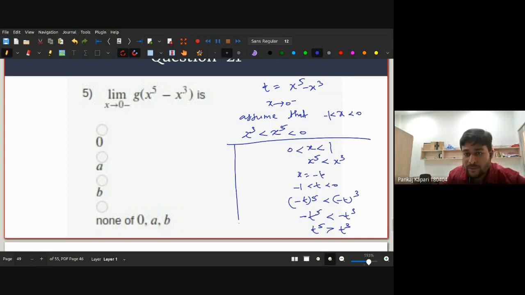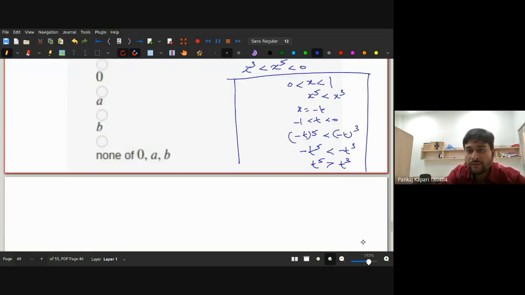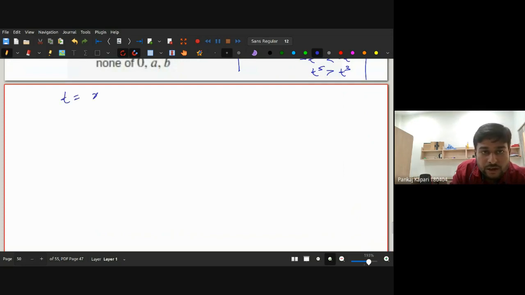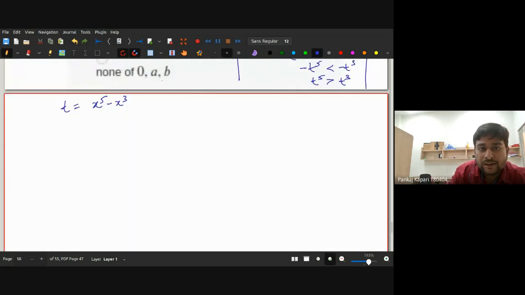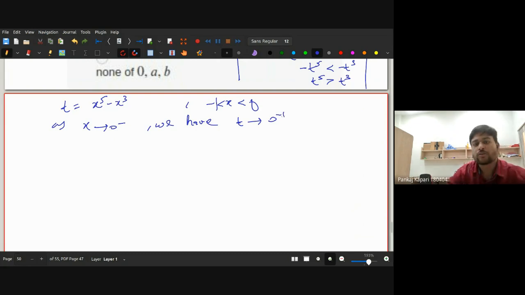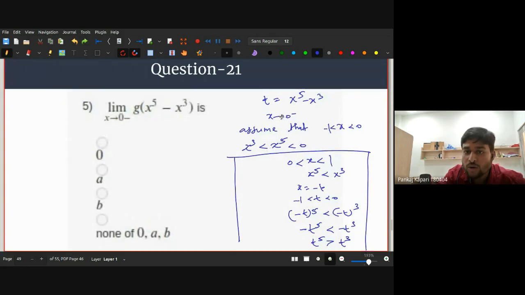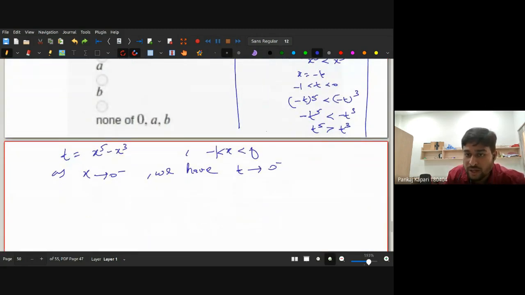Okay, so this is some separate calculation, and we were taking t to be x to the power 5 minus x cube, right? And x between 0 and minus 1. Okay, so as x approaches 0 from the left, t also approaches 0, but from the left, right? No, it approaches from the right, right? Why? Because x to the power 5 is greater than x cube in this case.